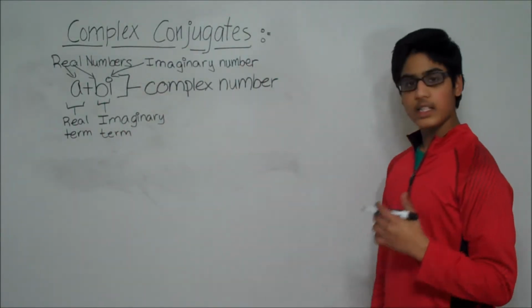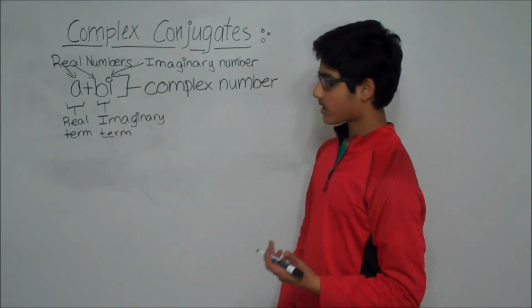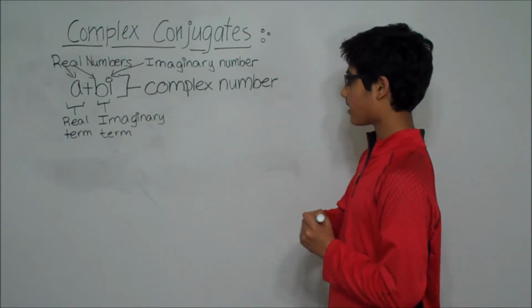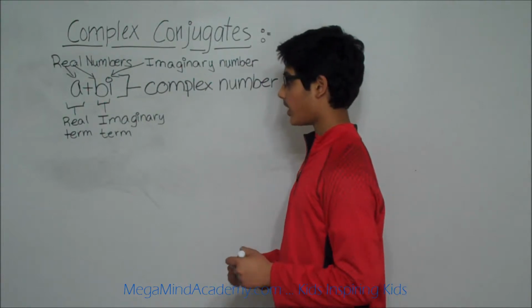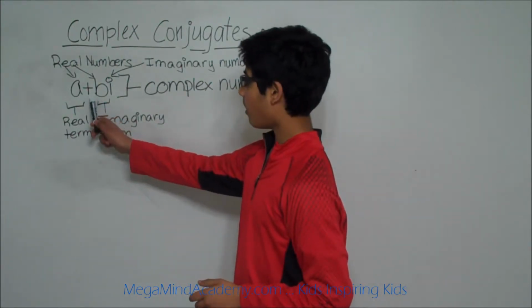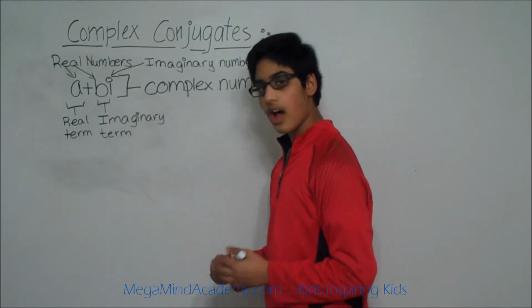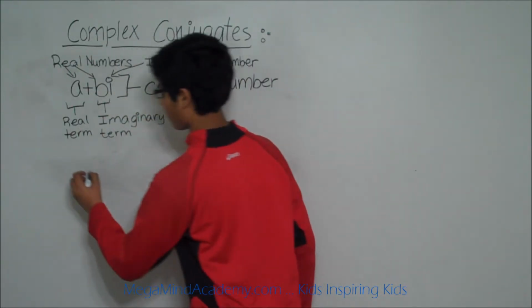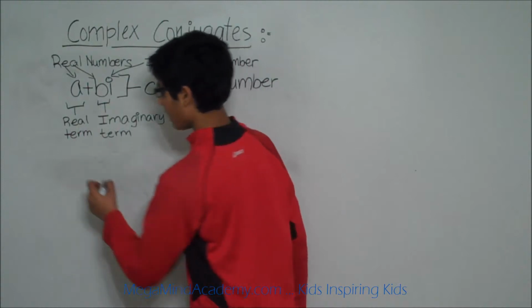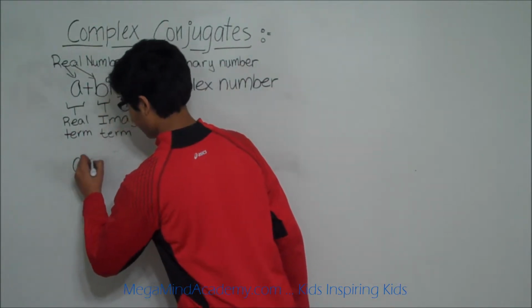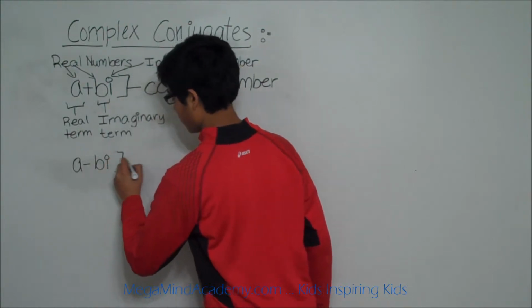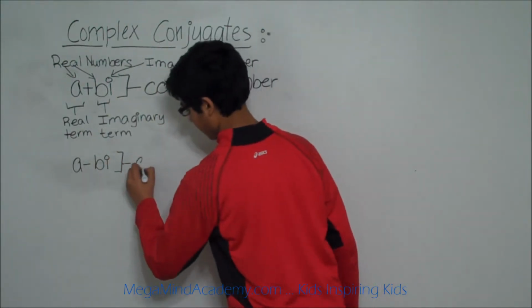Now, let's learn what a complex conjugate is. The only difference between a complex number and a complex conjugate is that the sign of the imaginary term is opposite. So an example of the form of a complex conjugate is a minus bi, which is a complex conjugate.